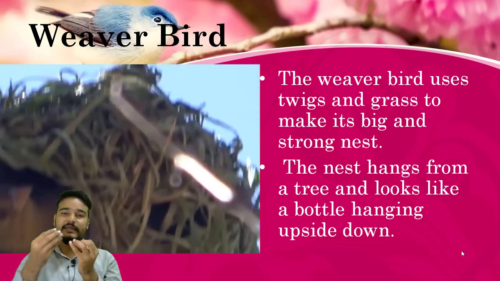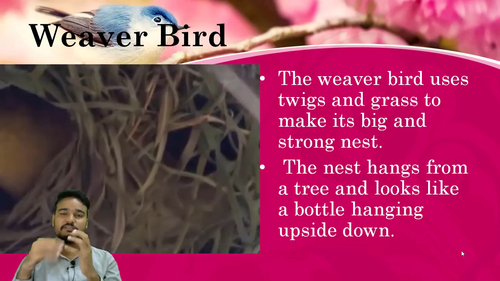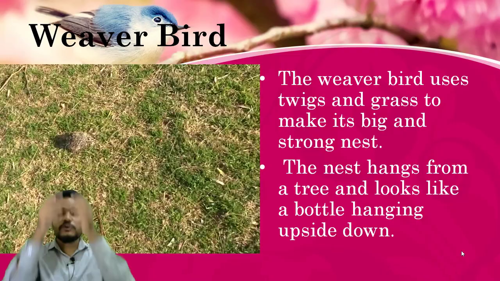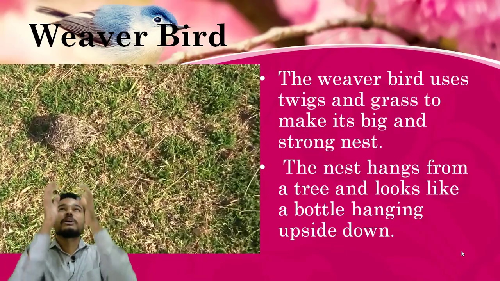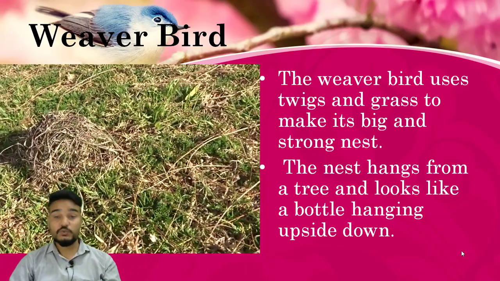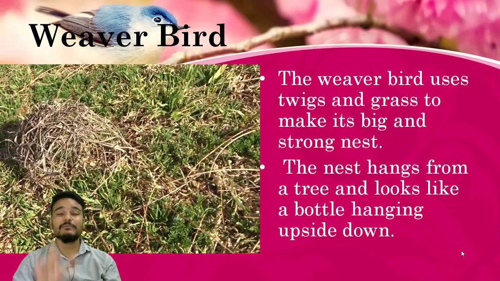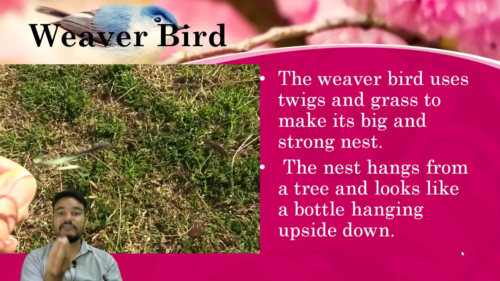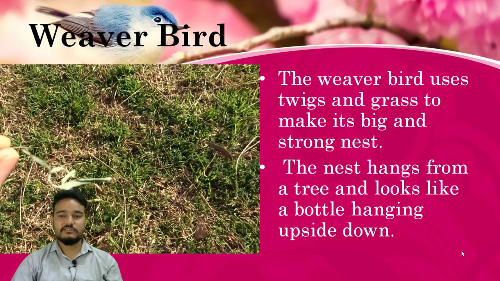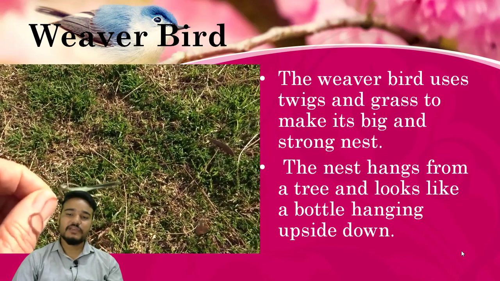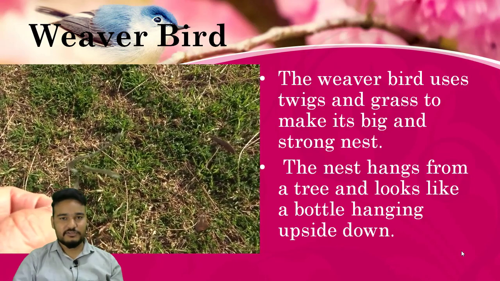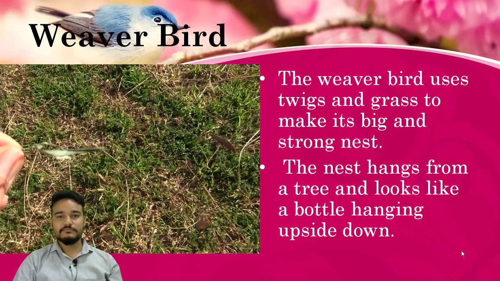वो क्या करते हैं, जो भी टहनियाँ और बाकी की चीजें होती है वो एक साथ में लेके ना उसको पिरो देते हैं in a way that it will become a structure which will hang upside down. So weaver birds use twigs and grass. Twigs मतलब टहनी, twigs of plants and grass to make a big and strong nest. The nest hangs from tree and looks like a bottle hanging upside down. Okay, understood?